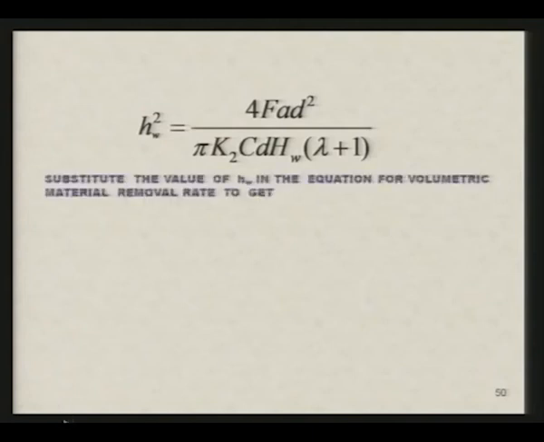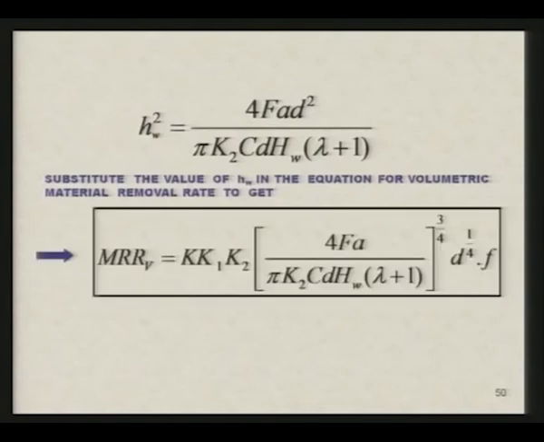Substitute the value of H W in the equation. The volumetric material removal rate by the hammering model comes out to be equal to K K 1 K 2 multiplied by the term given over here: 4 F A divided by pi K 2 C D H W within bracket (lambda plus 1) bracket closed, whole raised to power 3 by 4, into D raised to power 1 by 4, multiplied by F. I have already mentioned F is the frequency of vibration.